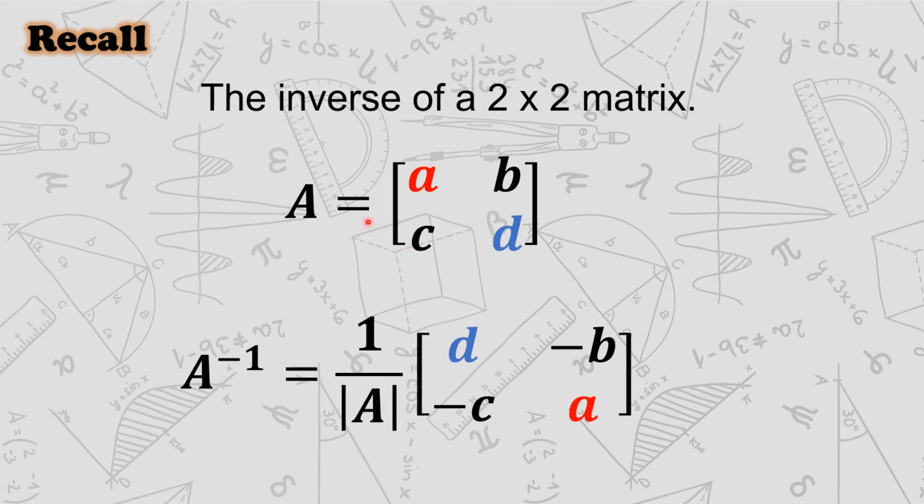So if we have A equal to the matrix with elements a, b on the first row, c, d on the second row, the inverse of A is given by 1 over the determinant of A times the matrix d, negative b on the first row, and negative c, a on the second row. Let us have an example.